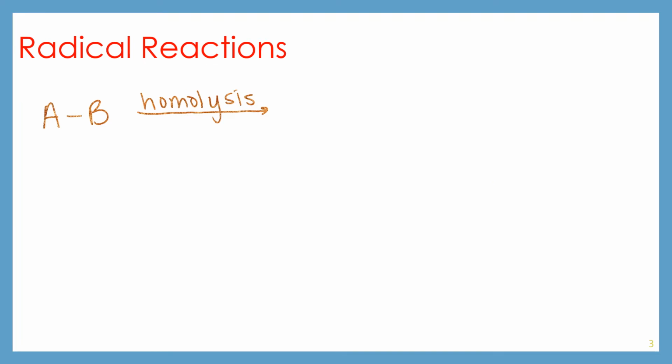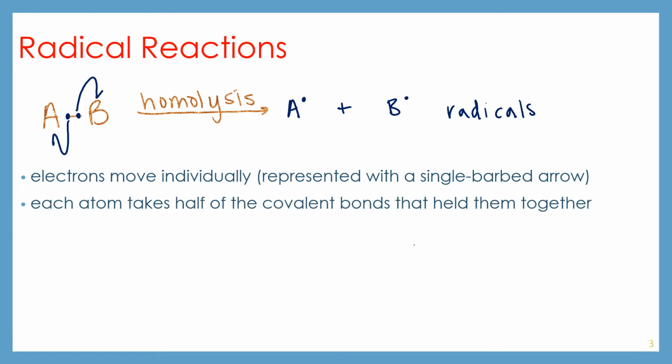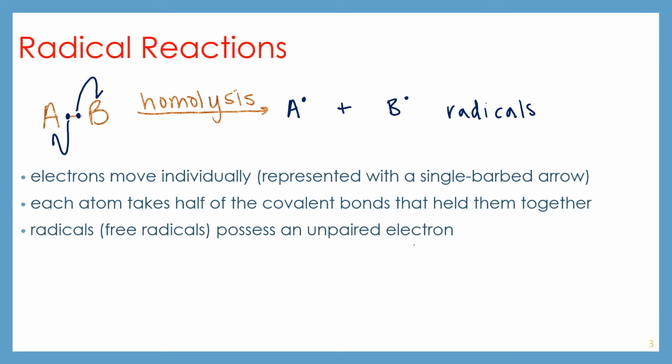In radical reactions, something totally different happens. We have a process that's called homolysis, where the electrons in the covalent bond each go their own way, and they leave with one of the atoms. This gives us a radical for each atom. So a radical is a single electron on its own. In radical reactions, the electrons move individually, and they are represented by single barbed arrows. Each atom takes half of the covalent bond that had previously held them together.